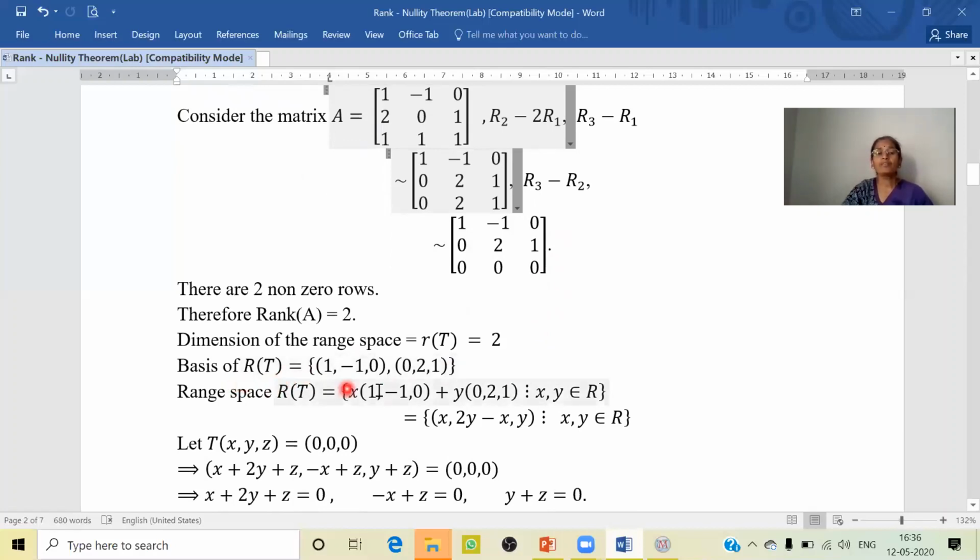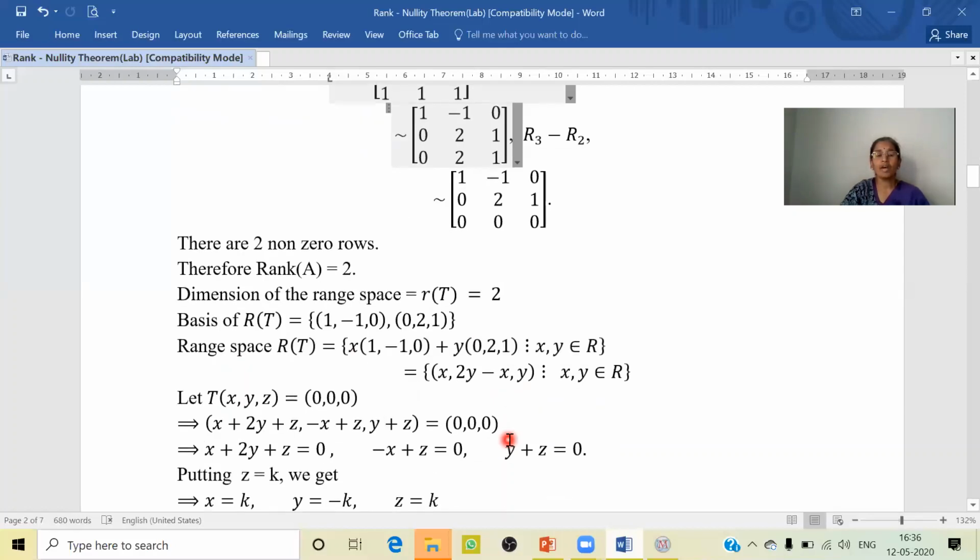Therefore, the basis of R of T is equal to (1, -1, 0) and (0, 2, 1). Now we can write the range space R of T as x into the first basis vector (1, -1, 0) plus y into the second basis vector (0, 2, 1), where x and y are any two real numbers. On simplification, we get R of T is equal to the set of all elements of the form (x, 2y - x, y), where x and y belong to R.